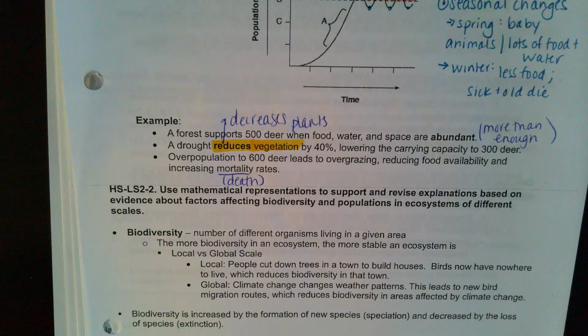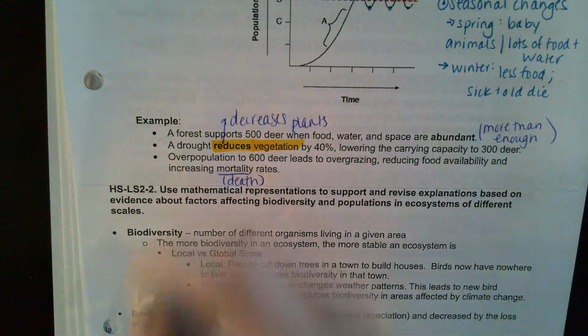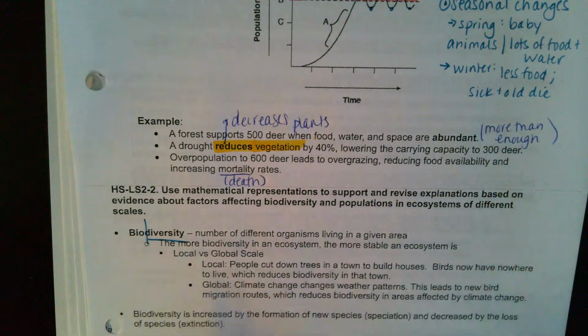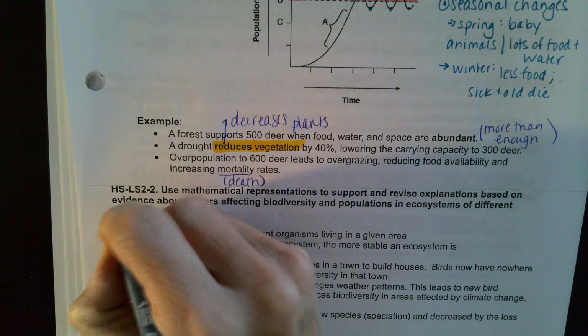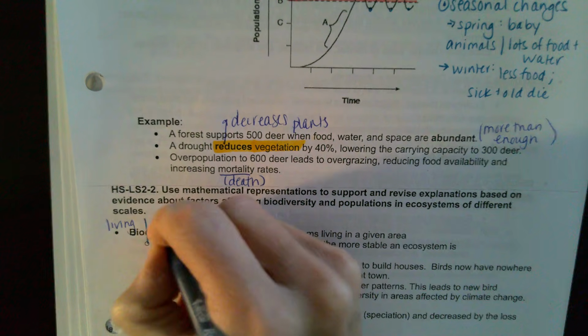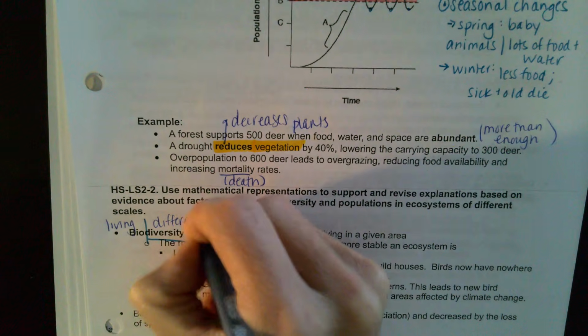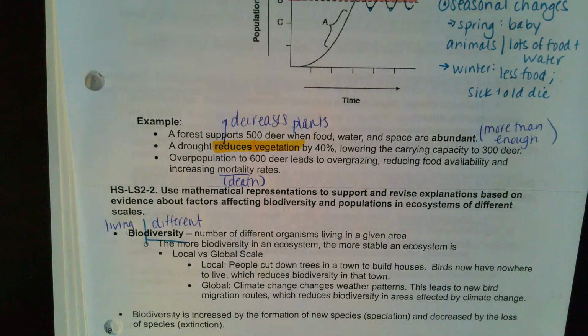Biodiversity, anytime I see something like this, again, I divvy it up. I've got bio. Bio means life or living. Diversity means different. So we're talking about a number of different things living in an area. The more biodiversity, the more stable it is.